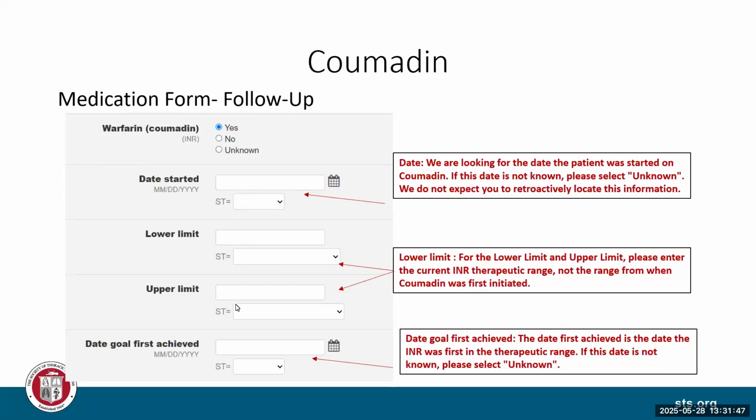The lower limit and the upper limit are the lower and upper limits, or the goal, of the therapeutic INR. So if in the medication orders you see that the goal therapeutic range for the INR is 2 to 3, the lower limit is the 2, the upper limit or the upper goal is the 3. Date the goal was first achieved for the current INR goal. When did the patient first get into that therapeutic range?